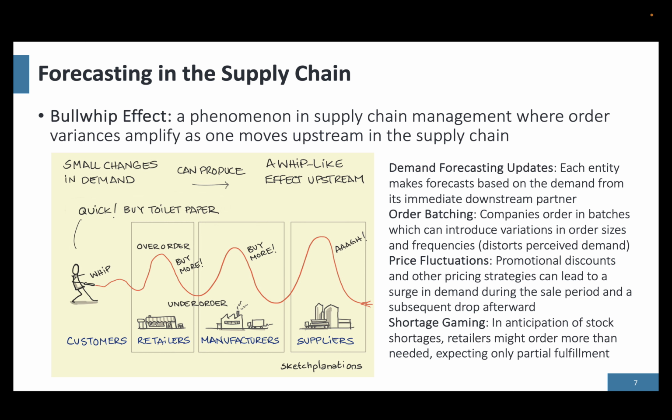There are several factors that contribute to the bullwhip effect happening. Demand forecasting updates: each entity or organization makes forecasts based on the demand from its immediate downstream partner. Whoever's downstream from them, whoever they're getting orders from, that's what they're going to base their forecasts on. Then there's order batching. Some companies order in batches, and that can introduce variations in order sizes and frequencies.